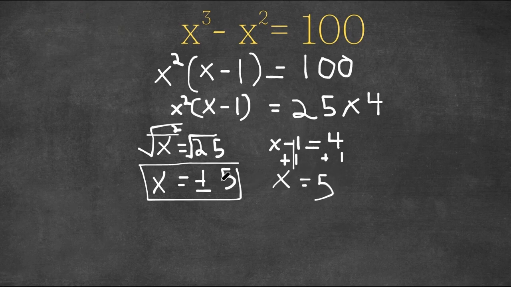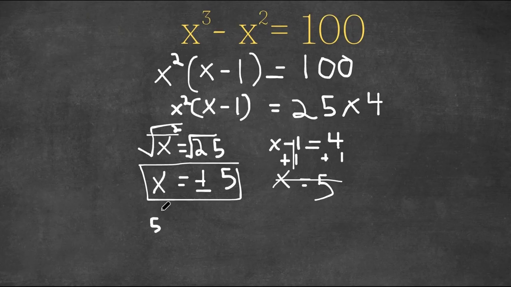However, as you can see, 5 is already one of our solutions. So this is just unnecessary. We already have this as a solution. So we have x equals 5 and negative 5. Now, why don't we plug these two into our equation and see if they are right? Let's first start with 5.